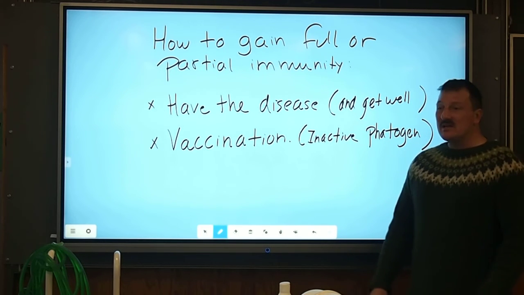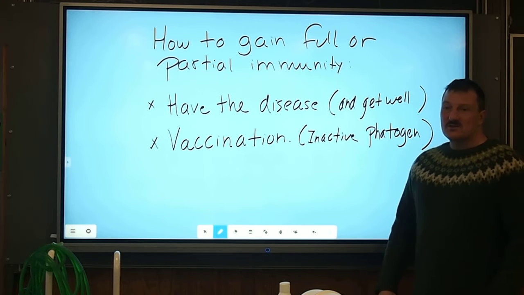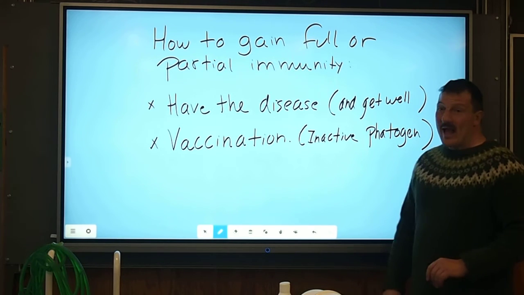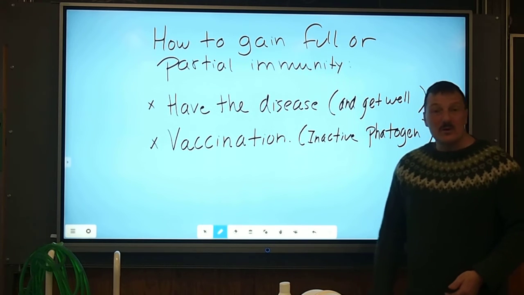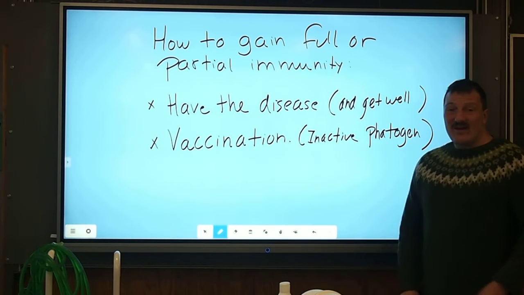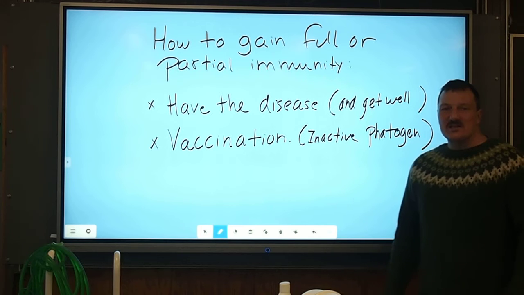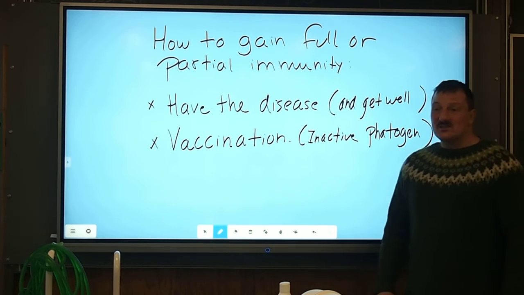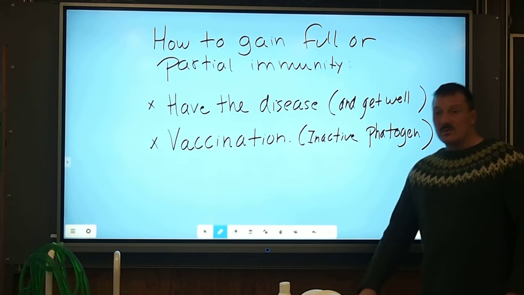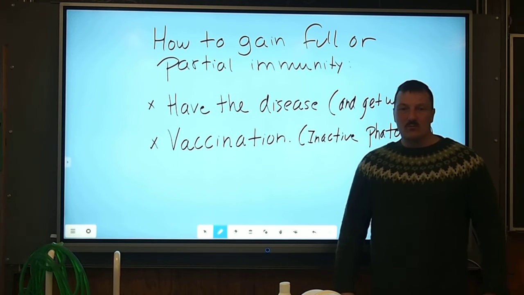Beware, there are some diseases who hit the immune system. There's HIV/AIDS, and they don't get any immunity. There are some parasites like malaria, we will never get full immunity. Or we can get vaccination. The vaccination is where we get a version of the pathogen that is not dangerous, but still enough that our immune system will remember it.